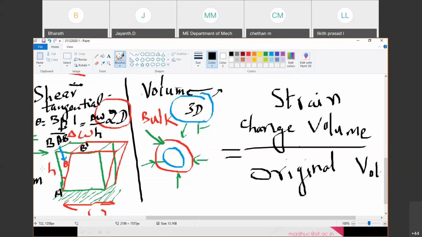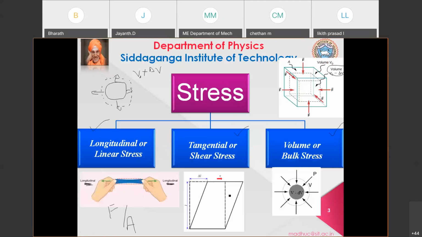If I say A is the length of your cube, then all lengths are the same. For example, if this is a cube and I want to say what the force is, force is F by A or F by volume, because it is three dimensional. So if this has a length of A, and it is a cube, all sides are the same, so F by A cube. That will be the force for volume stress.